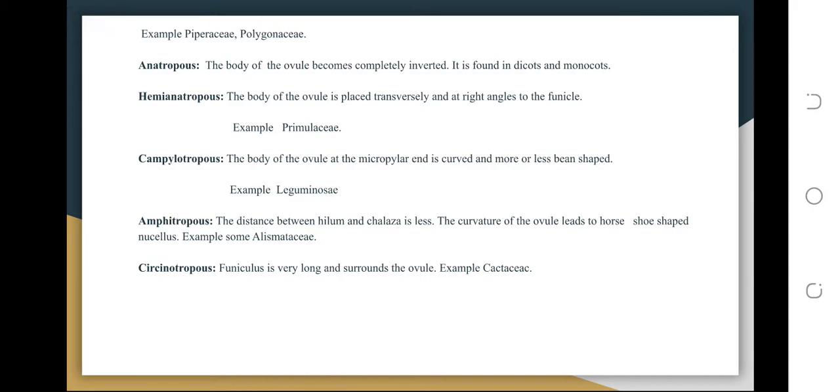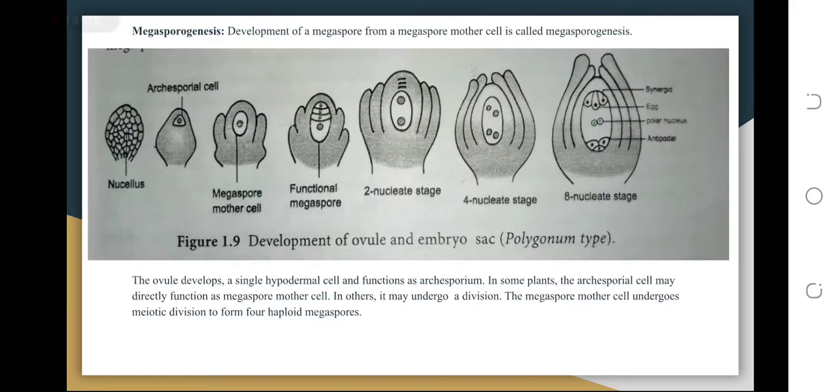Next is megasporogenesis. Already we saw microsporogenesis. Now it is megasporogenesis. Megasporogenesis means development of megaspore from a megaspore mother cell. Here the picture shows development of ovule and embryo sac of Polygonum type.